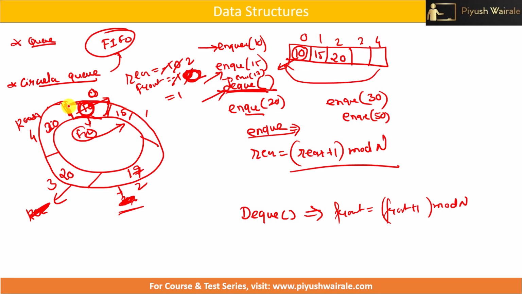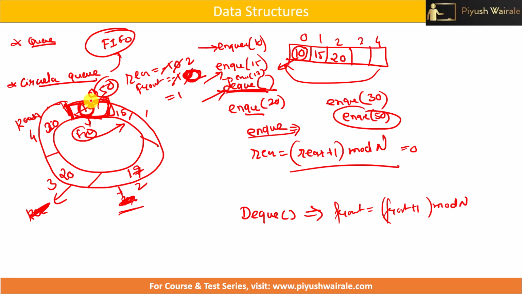Now we know that this is empty. Let's see what happens here. NQ 50 means what will be the rear? Rear plus 1, so 4 plus 1 is 5, and 5 mod 5 is 0. Now 50 will be stored at position 0. If the space is empty, then we can add the element 50 here. If the space is not empty, then we can say the queue is overflow.